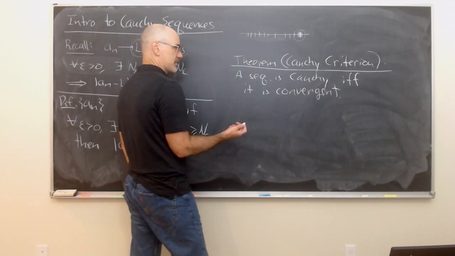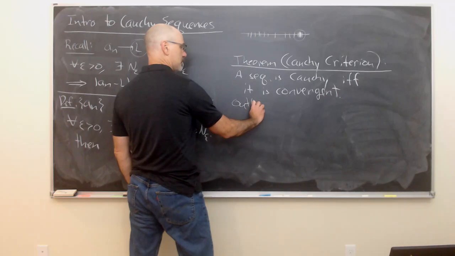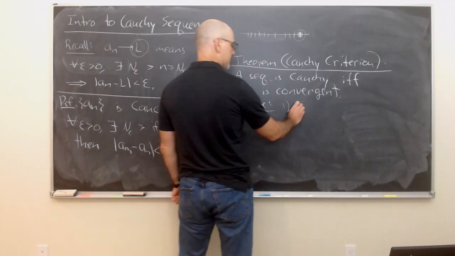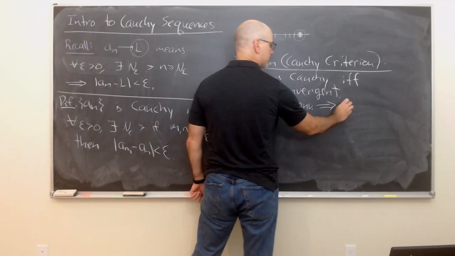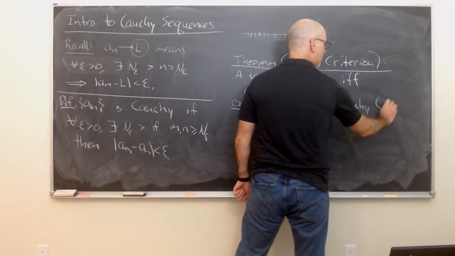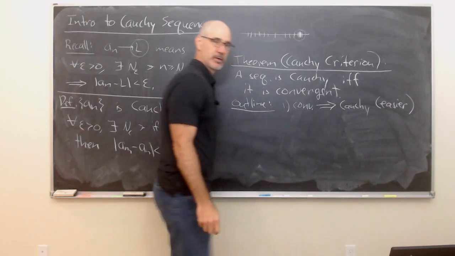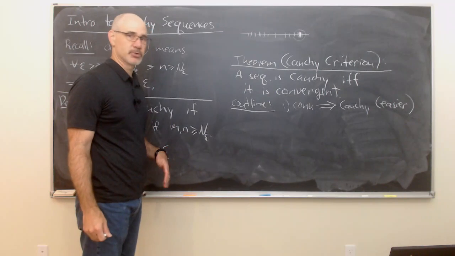So we have two directions with an if and only if. Let me just outline where we're headed. Direction one is convergence implies Cauchy. We're going to see that that is by far the easier of the two directions. If you assume convergence, it's not hard at all to show Cauchy.